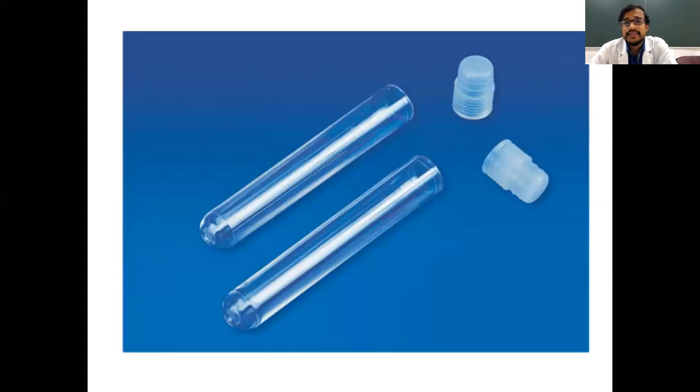So these are the tests we do in the colorimeter, in test tubes. And these are the special test tubes for the semi-auto analyzer, which are known as Rhea vials. I think I am audible and visible clearly.